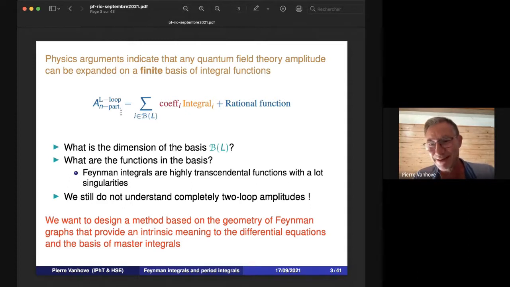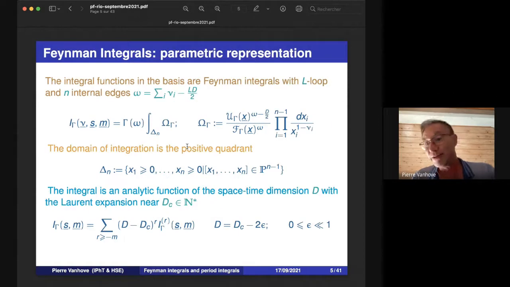Is it okay? So the point is that there's some statement about the fact that there exists a basis of functions which allows you, at a given order in perturbation, to compute any physical process. But what is this basis of functions? What is the dimension of that basis? There are physics arguments saying that at each order it's finite, but we don't know what they are. So what are Feynman integrals? That's a very good question.